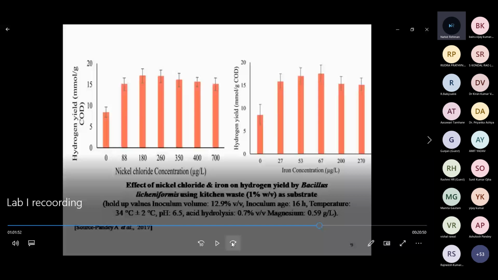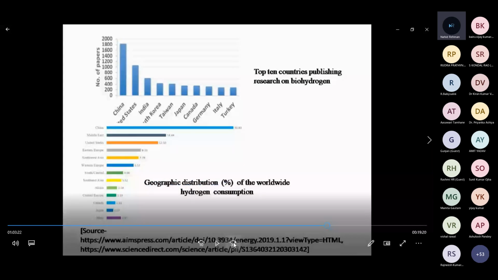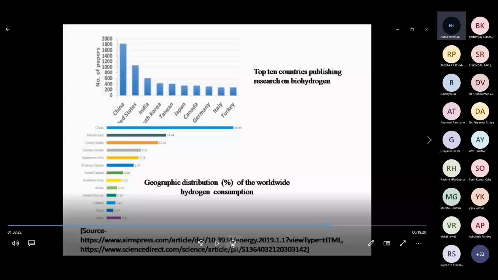So you see here that Priya has used the banana peel. In this campus, students eat a lot of banana. She found out that, first of all, it should be utilized properly. So she dried and then ground it, prepared the powder, and then optimized the pre-treatment process. For optimizing the pre-treatment process, she used different parameters. What are those parameters? She optimized the acid concentration, alkali concentration, and the time of action, which affect the liberation of the free monosaccharides.